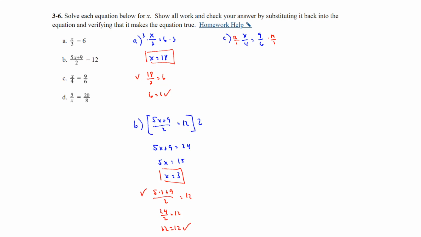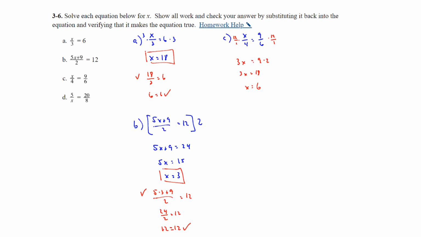So 12 divided by 4 is 3. So that's 3 times x. And then 12 divided by 6 is 2, so that's 9 times 2. And what that does, as I said, is it gets rid of the denominator on both sides, and then you can just go ahead and solve, and so we get x equals 6.